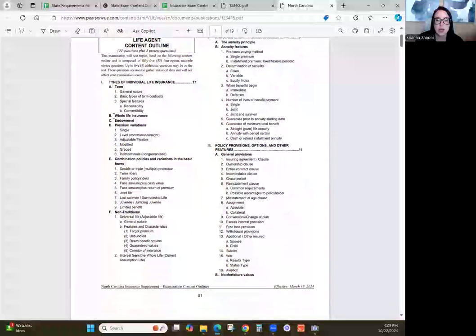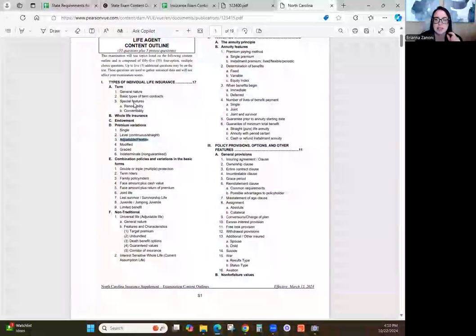So making sure that we understand these topics. Do I know what term is? Do I know what general nature, basic types of term contracts? Do I understand what each of these topics mean? And as long as I say, yes, okay, I know what a single premium is, I know what level premium, adjustable, flexible, I know what all those mean, great, perfect. I can move on to the next section.